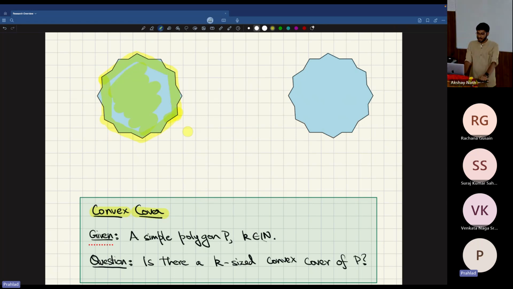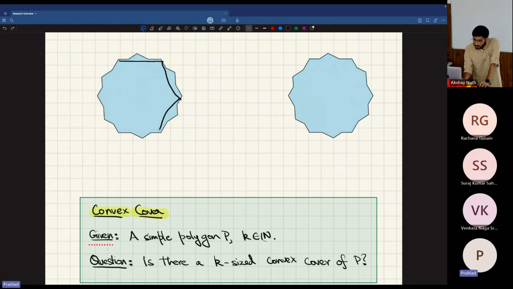So all the even ones form one cover, while all the odd ones form the other cover. So let me try to draw this properly. Right, so you have this one and the other one in red. So you can cover this with two things, right? That's the takeaway.